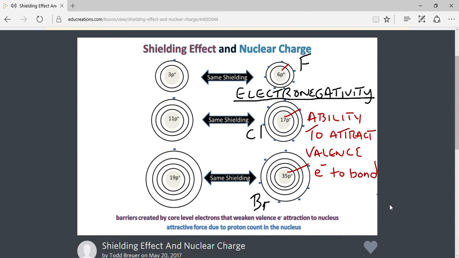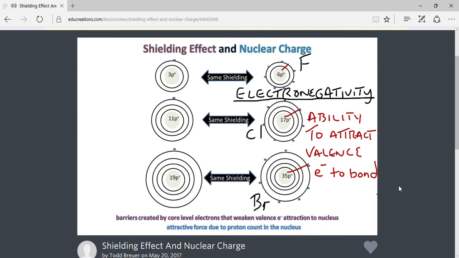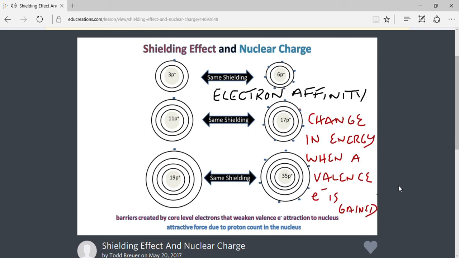bromine. We may sometimes exclude the ideas of comparing metals for electronegativity because their ability to attract valence electrons is not very much the pattern that we would look for. We would look for the loss of valence electrons for metallic elements. There's one final concept we need to look at, known as electron affinity, affected by shielding effect and nuclear charge. This might be thought of as the change in energy when a valence electron is gained. The pattern for electron affinity is identical to what we would see for electronegativity.